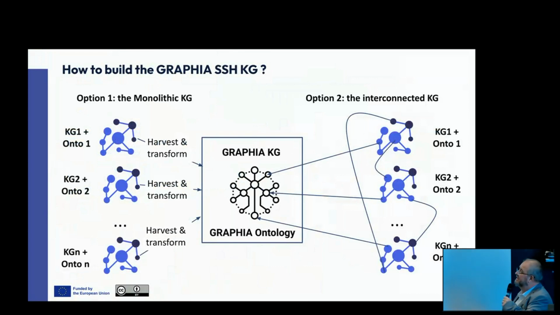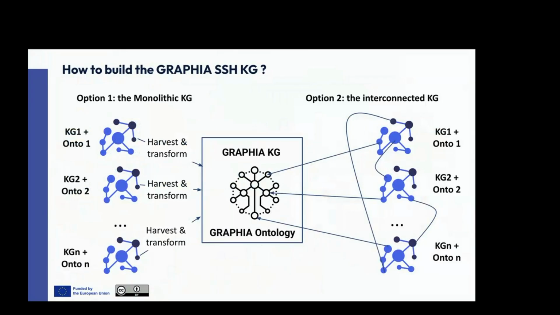Now, the question is, how do we build this GRAPHIA knowledge graph? And I've been thinking about it for a while. We had interesting discussions with Luca and so on. So for me, there are two different approaches. One is you do it the hard way. You go and harvest all the different knowledge graphs you have. You transform them so that they are aligned to the same ontology, right? And that's what I call the monolithic knowledge graph, and you put everything into a graph. And that's the OpenAIRE approach, right? So they have a gigantic graph that just harvests tons of data sources, but that comes with some problems that I will explain later.